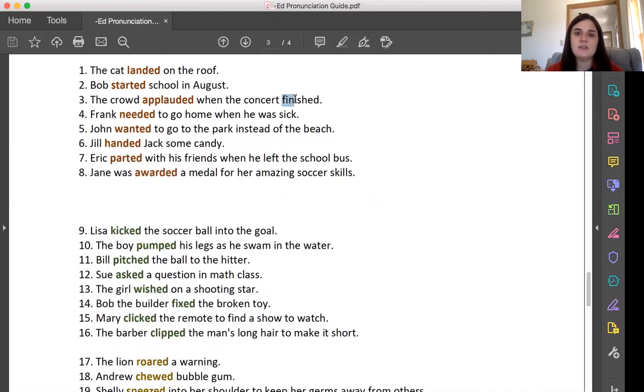Hey, did you know that this is actually an ED ending? The SH. If the verb finishes with a SH, it makes a T sound. So I said finished, applauded, finished. So that was a little tricky. So you have to look out for that.